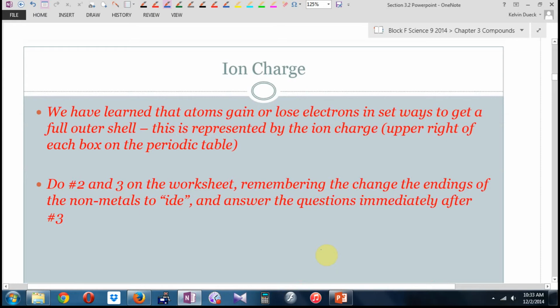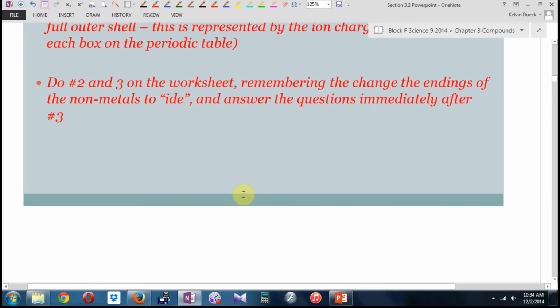Ion charge. So, this is not in your notes, just to talk about. We have learned that ions can gain or lose electrons. We can figure that out from the periodic table. We said non-metals want to gain. Metals want to lose, and this is represented by the ion charge in the top right of each square of the periodic table, which again is why the noble gases all have no ion charge, because they don't form ions. So, do number 2 and 3 on the worksheet, remembering to change the endings after the non-metals to "ide."